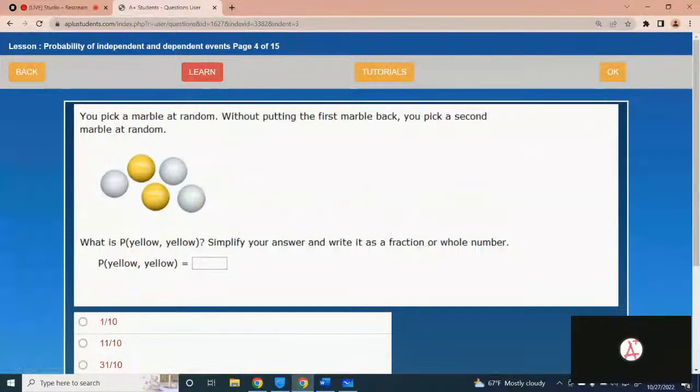They are dependent because the first time you select the marble out of 5, but for the second time you haven't put the marble back, so you select the marble out of the 4 marbles. So the events are dependent. Got it?